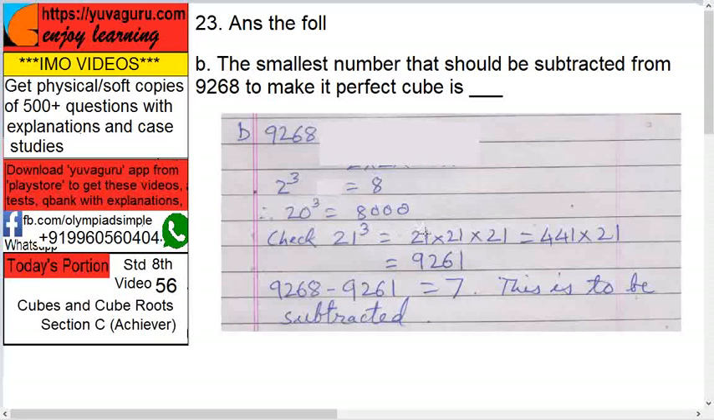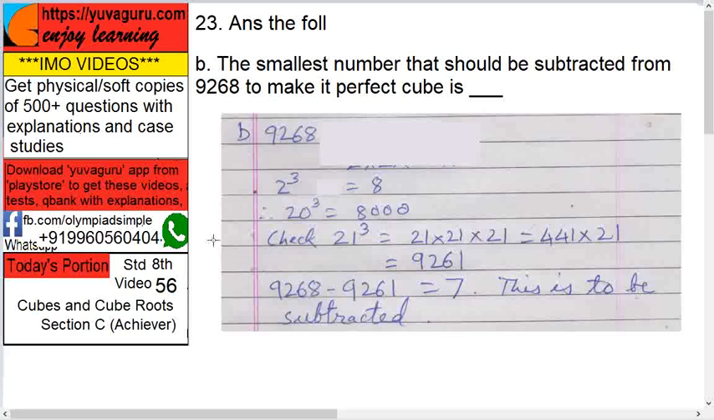21 cube is what? 21 into 21 into 21, that is 9261. So 9261 is the nearest number, and we need to subtract something from 9268 to get a perfect cube. So which will be that perfect cube? That will be 9261, because 21 cube is 9261. Okay, so the answer is easy now. 9268 minus 9261 equals 7. This needs to be subtracted.